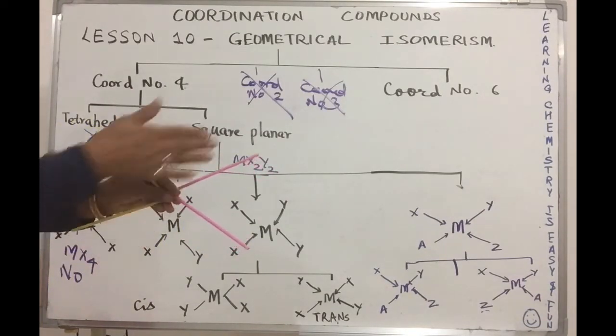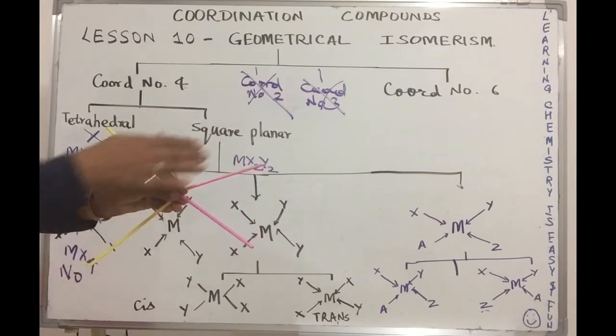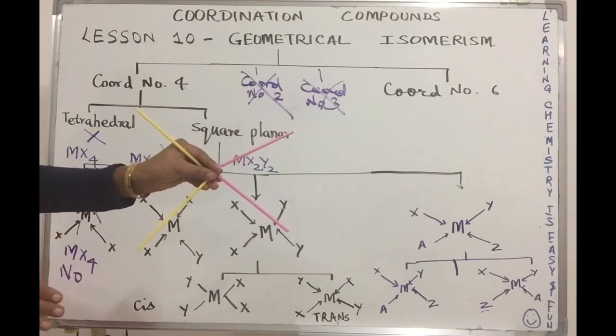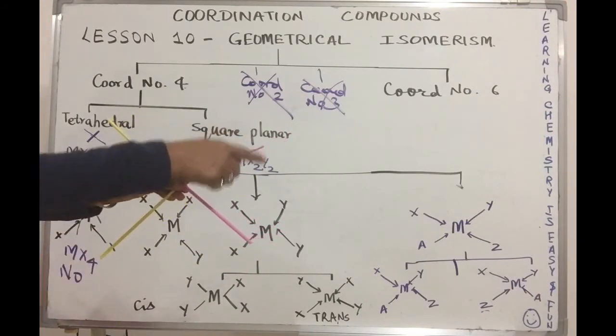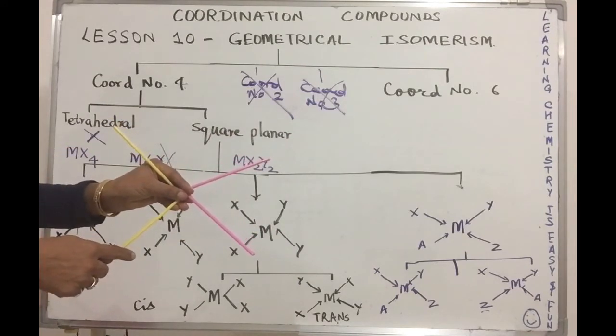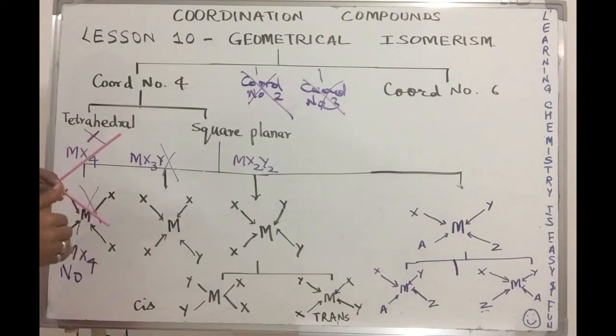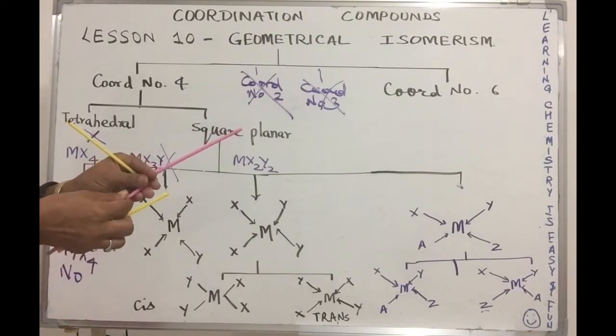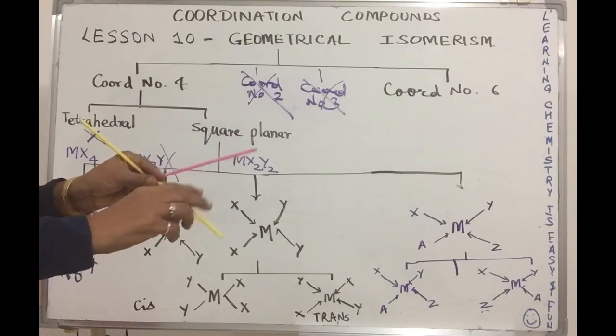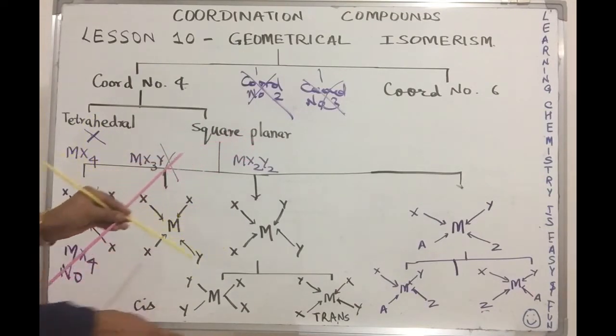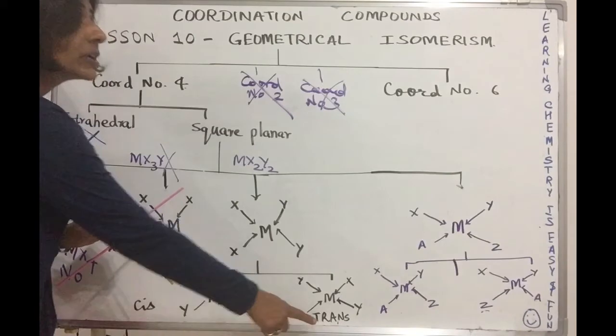So that gives me 2 structures. 1. The 2 ligands of the same type are on the same side. 2 ligands, 2 ligands, right? This is called the cis form. Cis means on the same side. The other, where the same ligands are on the opposite side, they are called the trans form.